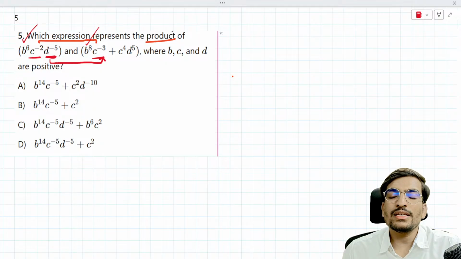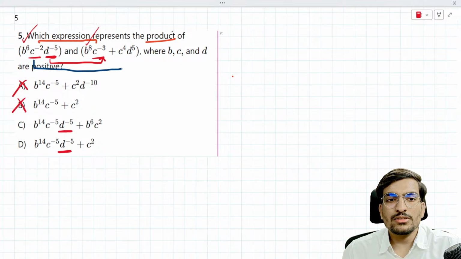So d raised to the power of negative 5 as it is. So we have d raised to the power of negative 5 only in option C and D, and we don't have that in option A and option B. So we ignore them. And now again what we do, we multiply this term with this term.